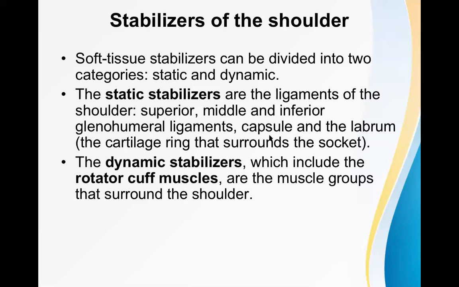And then inside the glenoid fossa, there is a fibrocartilaginous rim, which is called the labrum. This labrum is present on the margin of the glenoid fossa, and it makes the glenoid fossa a little bit deeper because it is a fibrocartilaginous rim. Whereas the dynamic stabilizers are the rotator cuff muscles, and these muscles surround the shoulder joint. Now, let's talk about them.